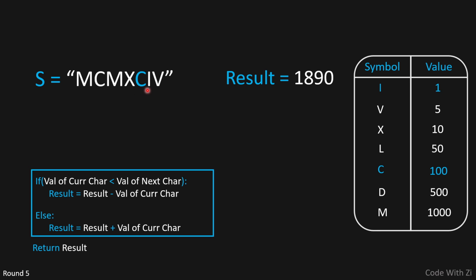In our fifth round, our current letter is gonna be C. C is representing 100, and our next letter is gonna be I, and that's representing 1. So is 100 smaller than 1? It's not. So we're gonna add the current value, which is 100, to our result, and that's gonna give us 1990. And then we're gonna enter our sixth round.